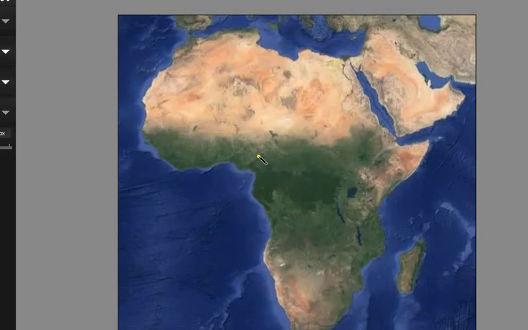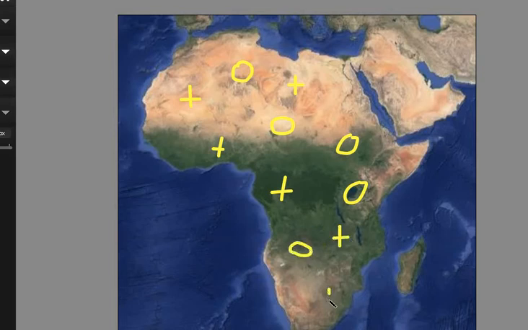What you can also look at is you might have a group, and we're just going to put a plus and a circle in this. So these are going to represent types of tribes, and some of these tribes are going to be spread out. The pluses represent one group of people, and the circles represent a different group of people and where they live. The thing that I'm trying to show here is that these are all spread out.